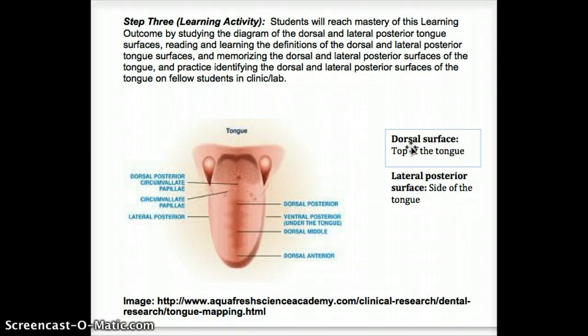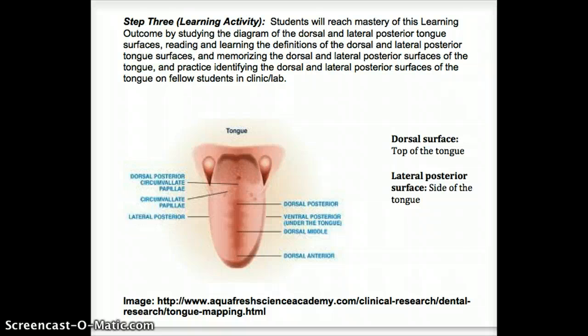Again, I have provided the terms along with the definitions. As you can see, dorsal surface means top of the tongue. Lateral posterior surface means side of the tongue. Lastly, I will have students practice identifying these surfaces on each other in clinic. So with all of these learning activities, I feel confident that students will reach mastery of this learning outcome. And again, as you can see here, I have cited and provided my resource for this image.